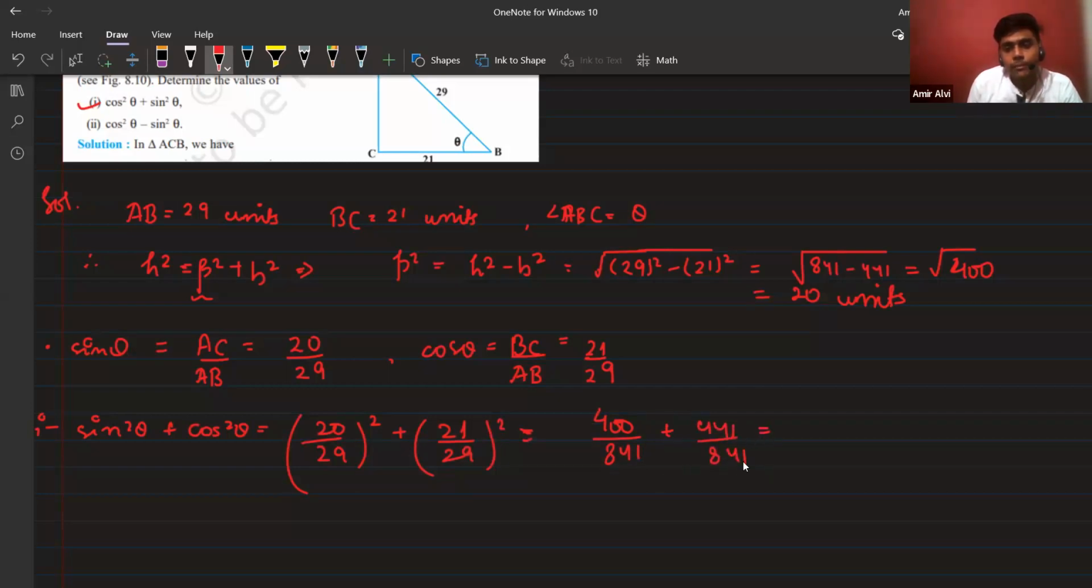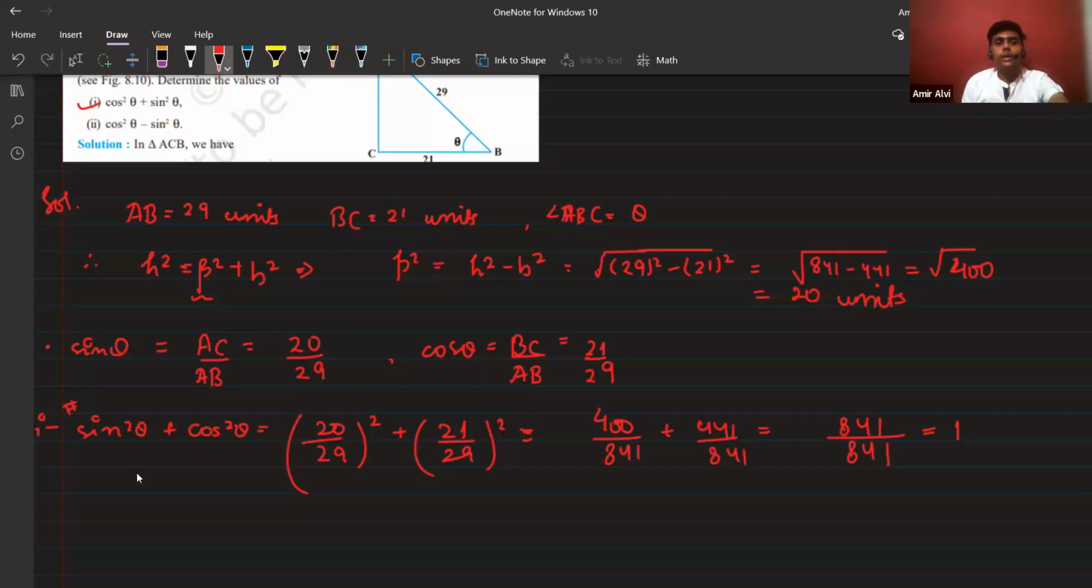As we have the same denominator, we can add. If we take the LCM, the LCM would be 1, because the denominator is the same for both, so we can directly add them up. So when we add this, we'll get 841 upon 841, which is equal to 1.